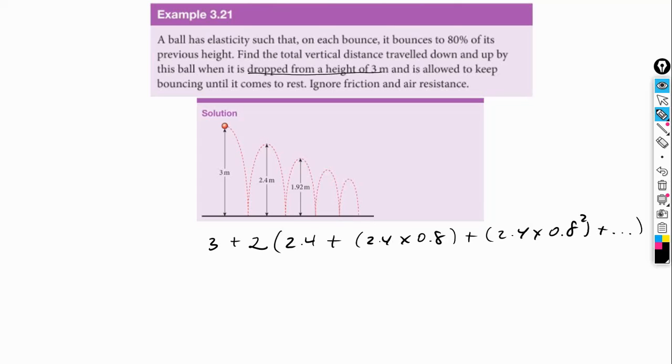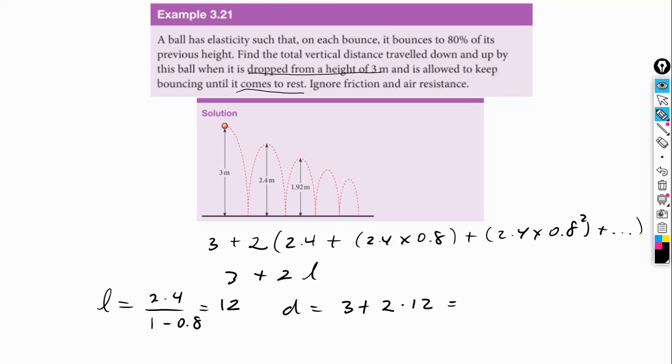So what does this tell us? Well, what it means is that we have something like this, 3 plus 2 times L. Let's call it L, because it says it is allowed to keep bouncing until it comes to rest. So this would be an infinite geometric series, right? So L is equal to the first term, 2.4, divided by 1 minus the common ratio, which is 0.8, and this is going to equal 12. So that means that the total vertical distance is going to equal 3 plus 2 times 12, right? And this is going to be 27 meters.